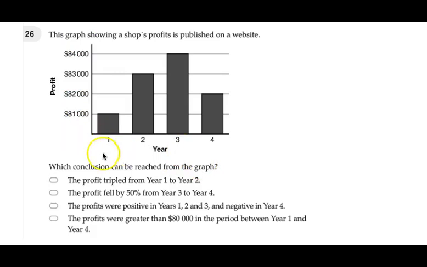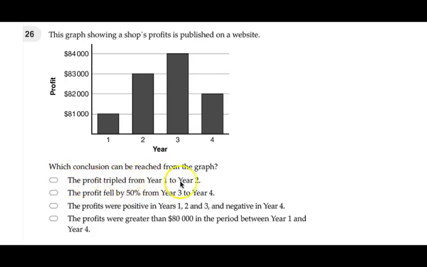And the question is, what conclusion can be read from the graph? So in year 1, the profit was 81,000. In year 2, it's 83,000. In year 3, it's 84,000. And in year 4, the profit's 82,000. And these are the responses that you are to choose from. Which conclusion can be reached from the graph?